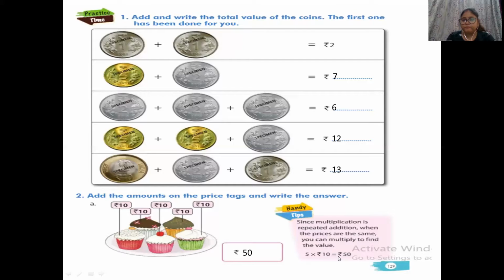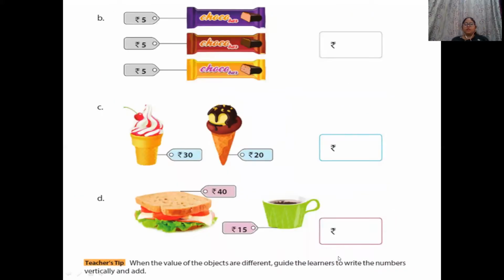Okay, children. Now moving to the next. See, now here we have chocolates. How many chocolates are there? 3 chocolates are there. And what is the cost of one chocolate? So it will be 5. Okay, so how many groups do we have? 3 groups of 5 chocolates. So it will be 3 into 5. So 5 plus 5, 10. 10 plus 5, 15. So the answer will be 15 rupees.